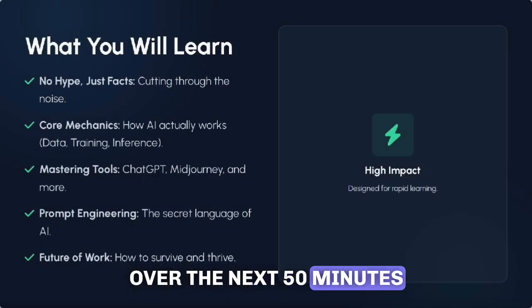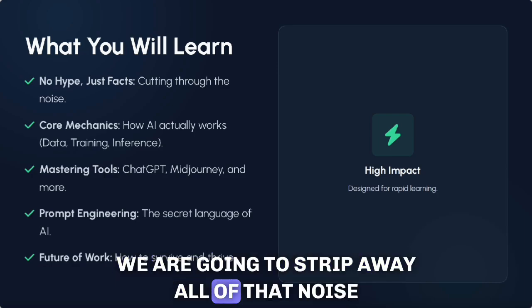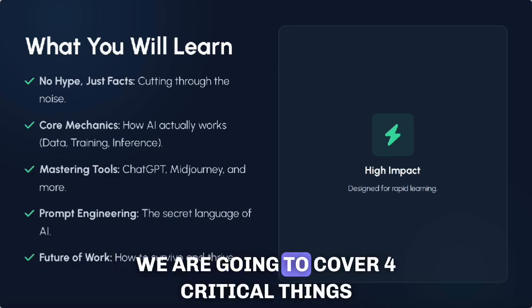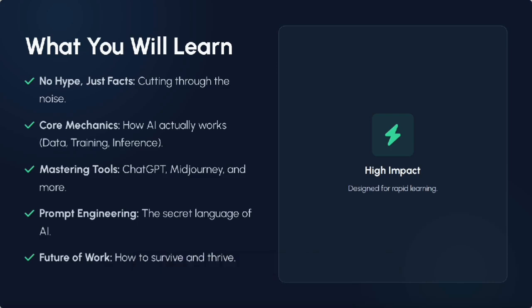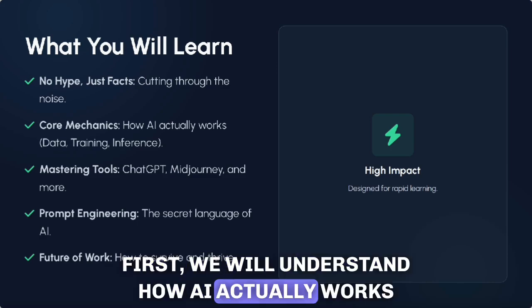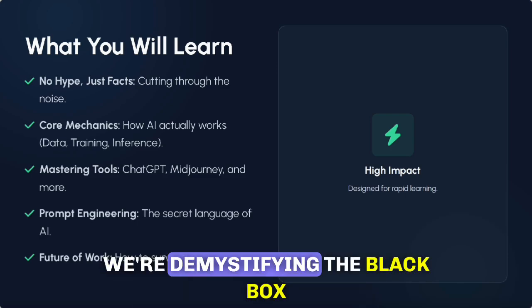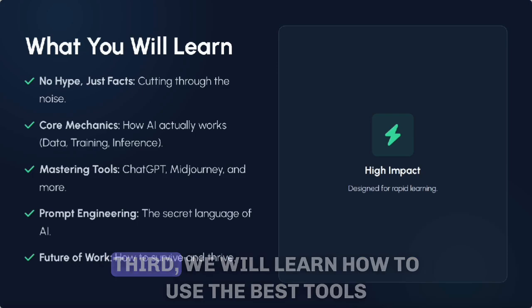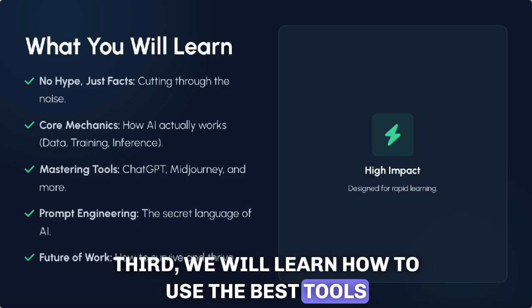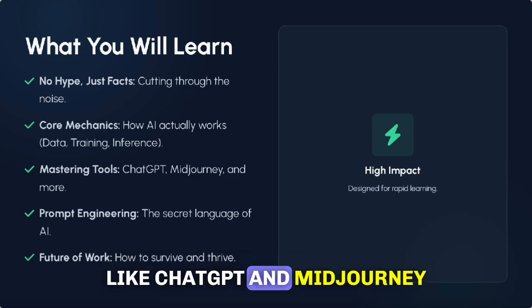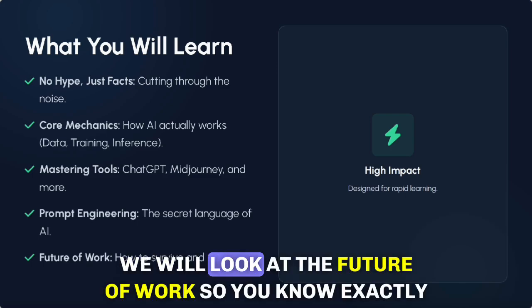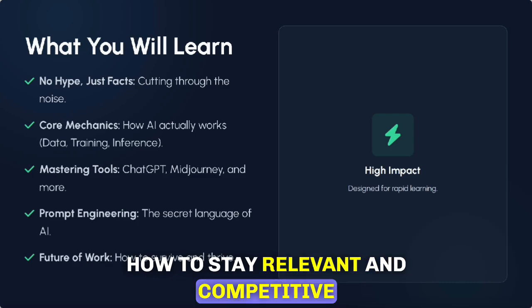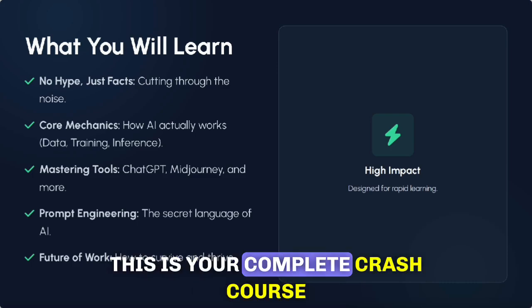For the next 50 minutes, we are going to strip away all of that noise. We are going to cover four critical things. First, we will understand how AI actually works. We're demystifying the black box. Second, we will master prompt engineering, which is the secret language of AI. Third, we will learn how to use the best tools like ChatGPT and Midjourney. And finally, we will look at the future of work, so you know exactly how to stay relevant and competitive. This is your complete crash course.